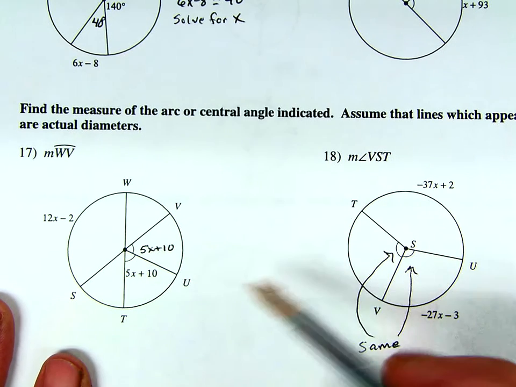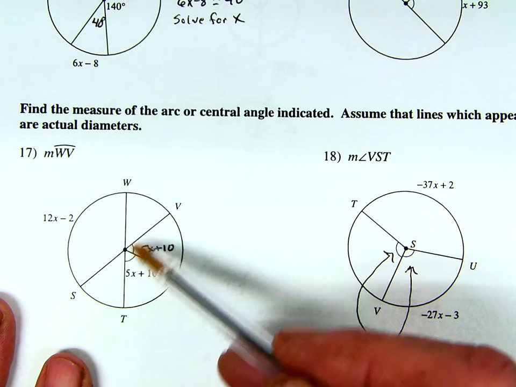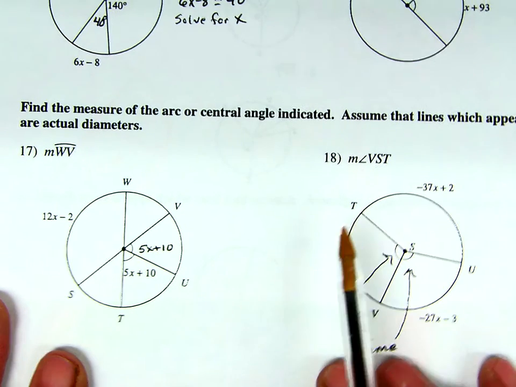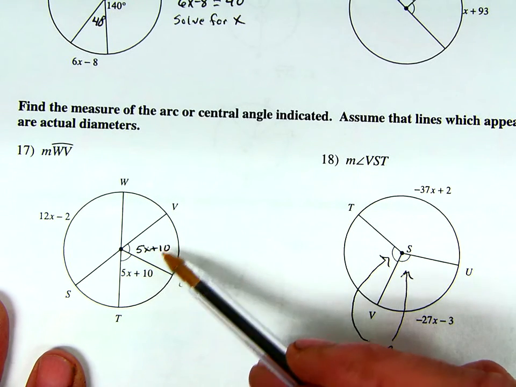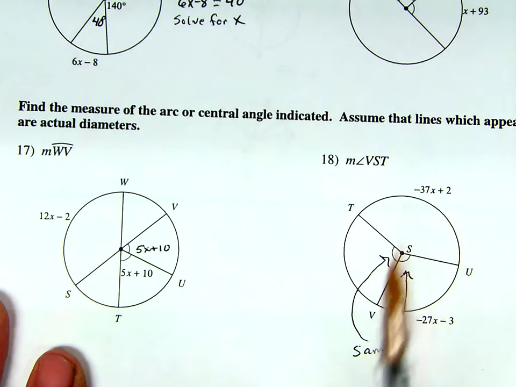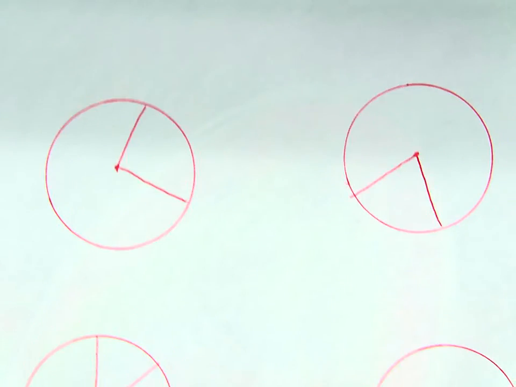Down here, looky here, vertical angles. This part and this part are the same. These two put together are the same as this big one right here. Alright, so just pointing out a couple of things on your worksheet.